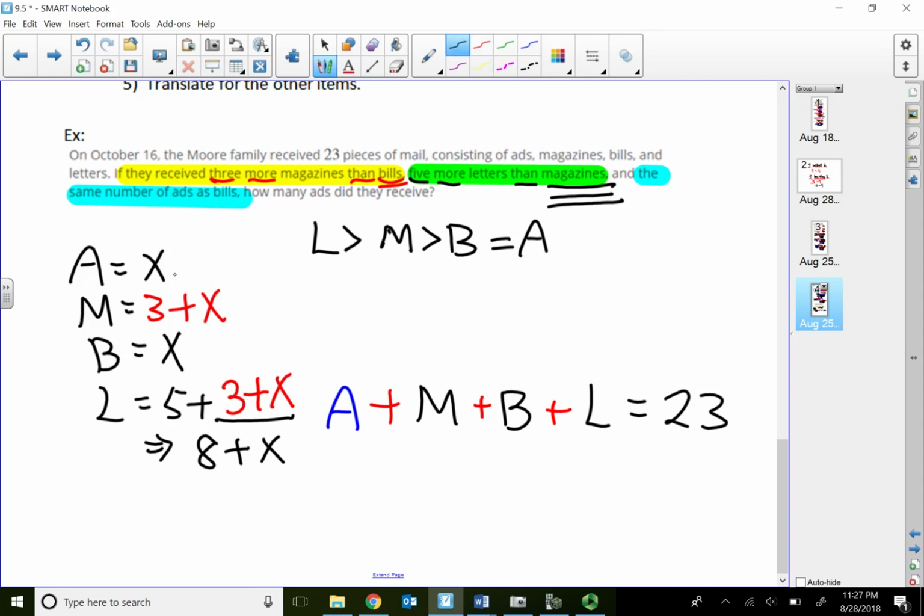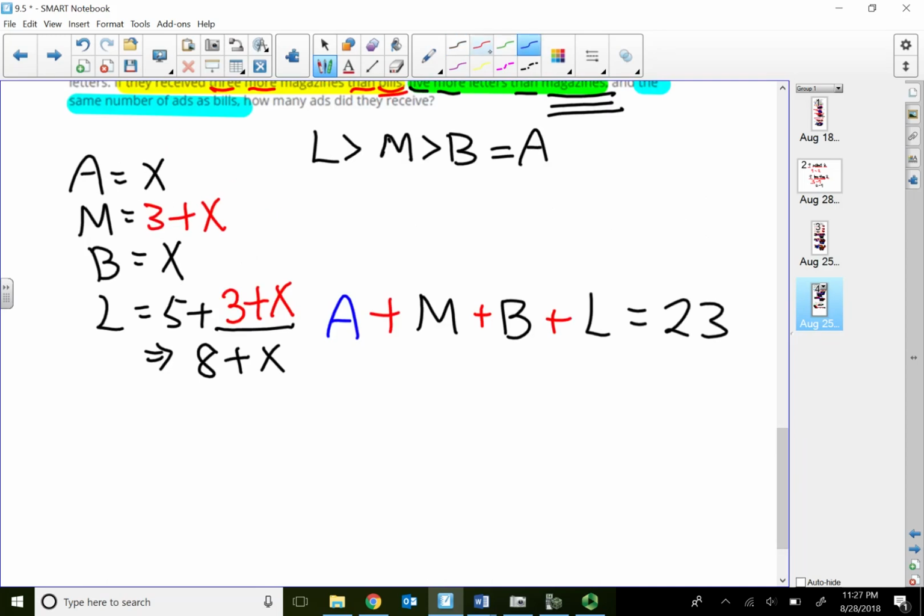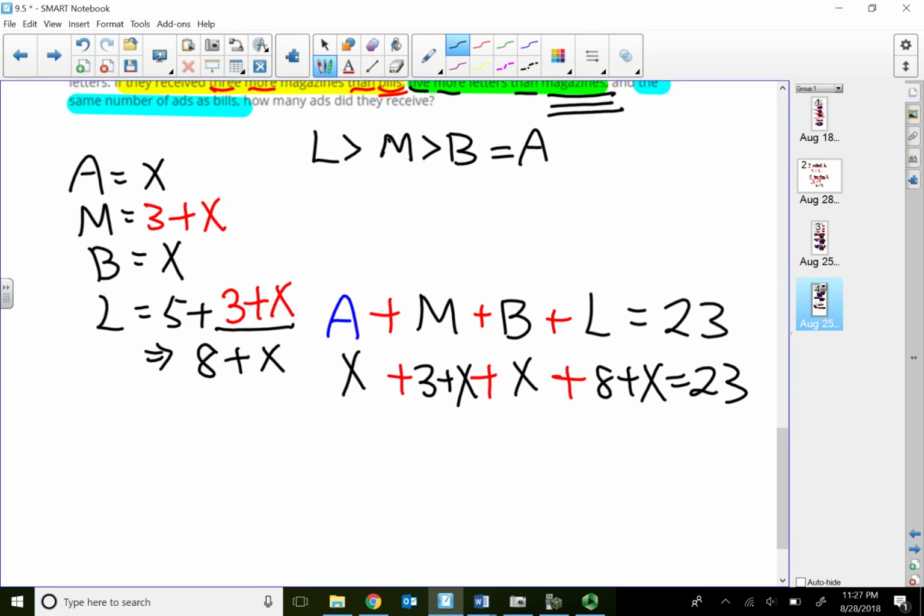All right. So once I translate all my items and I know what my equation is going to look like, I'm going to write it out. So what are ads? Ads are X. Plus what's magazines we translated? 3 plus X. Bills is X. Plus what's letters? Letters really turned out to be what? 8 plus X, right? 5 more than the magazines, which is really 5 plus 3 plus X, which is 8 plus X. Together equal to 23. Voila, that's how you write out the equation.